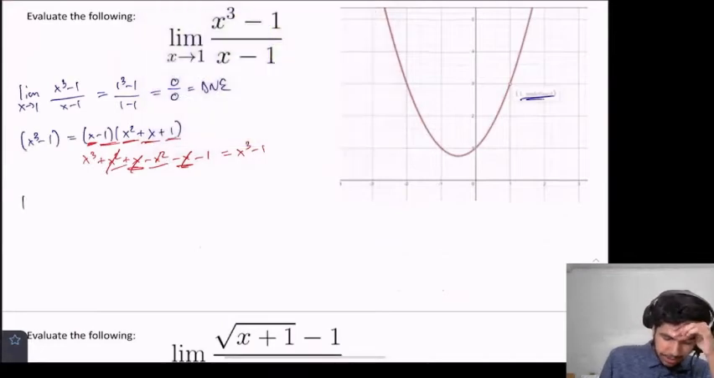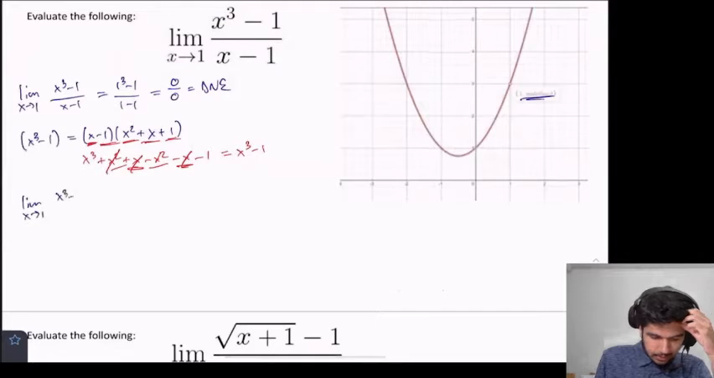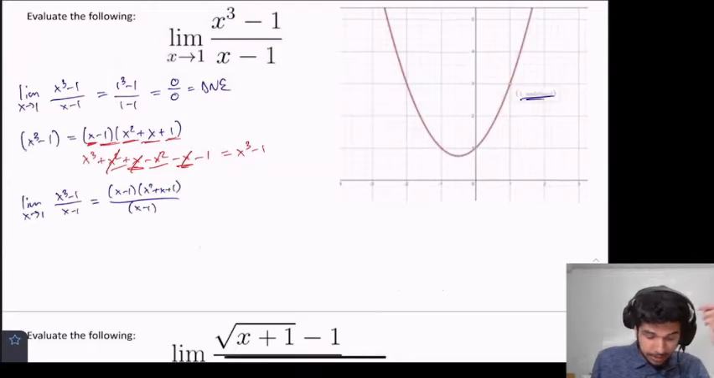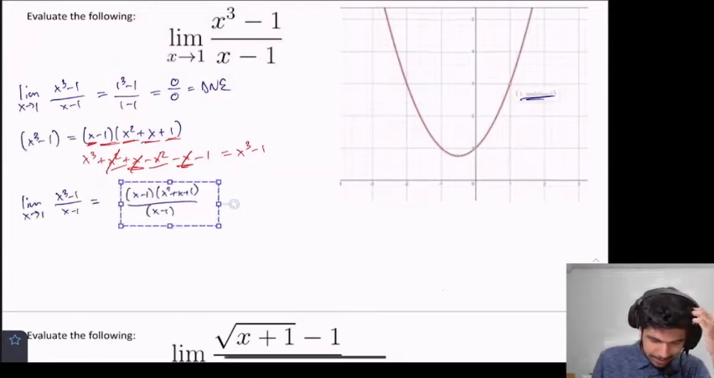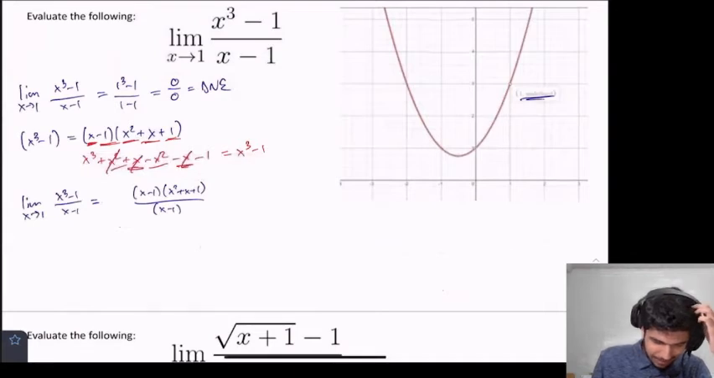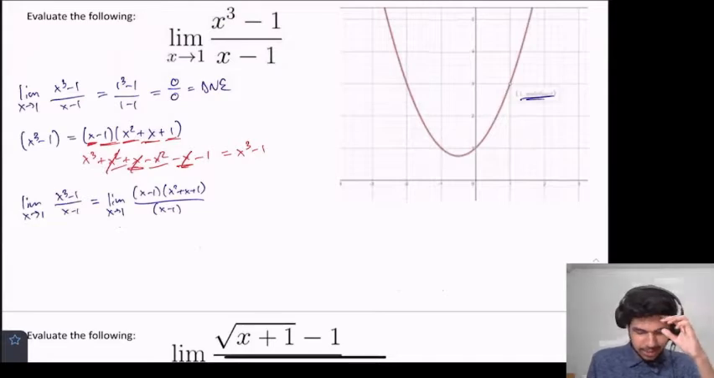So that means we can rewrite the original limit as the factored version. So we have x minus 1 times x squared plus x plus 1 on the numerator, and x minus 1 on the denominator. And I suppose that I should have included the limit symbol, because that is very important. We haven't finished evaluating it.